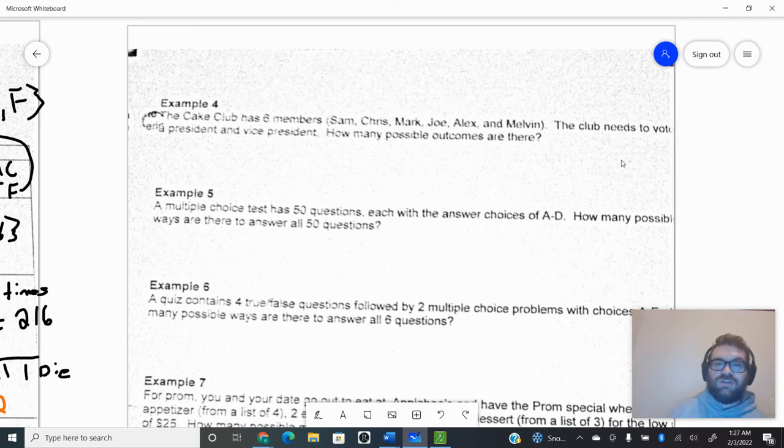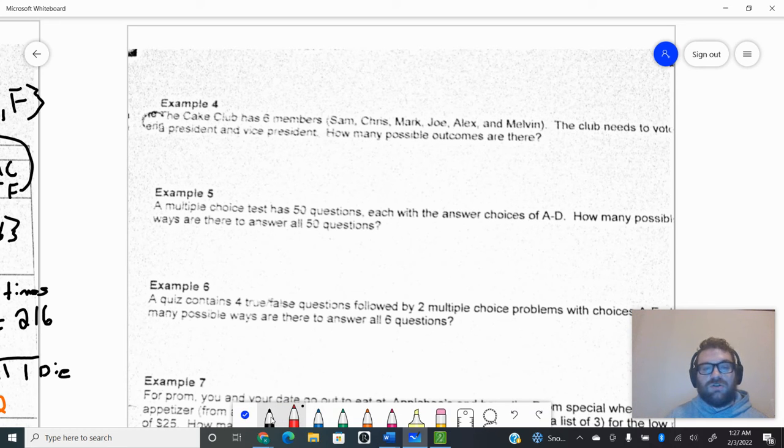The Cupcake Club has 6 members. There they are: Sam, Chris, Mark, Joe, Alex, and Melvin. And the club needs to vote for a president and a vice president. How many possible outcomes are there? We're going to have to think just a little bit on this one.